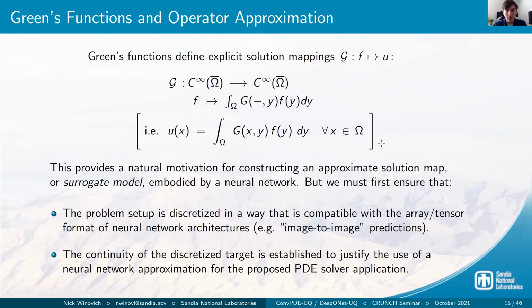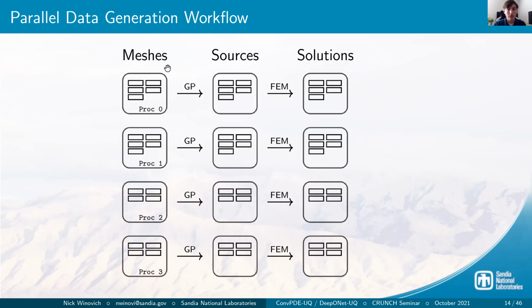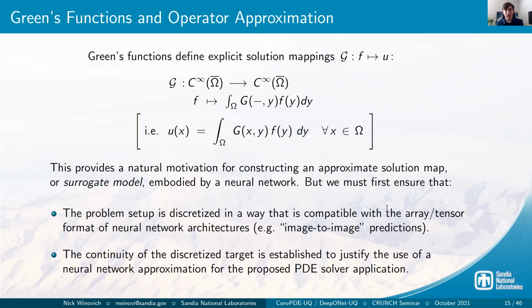But once we do that, what we get is effectively a database. We have our meshes, our sources, and our solutions, and we want to provide our neural network with information about the meshes and source terms and predict the solutions. But to motivate or justify this, my original inspiration to use convolutional networks comes from the idea of the existence of Green's functions.